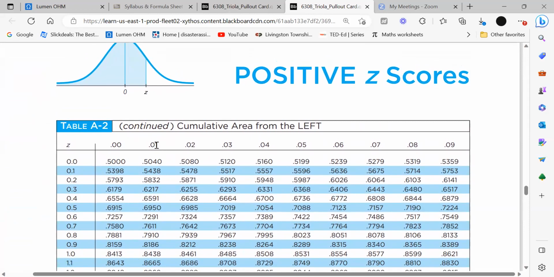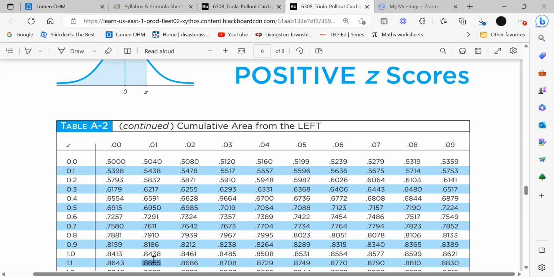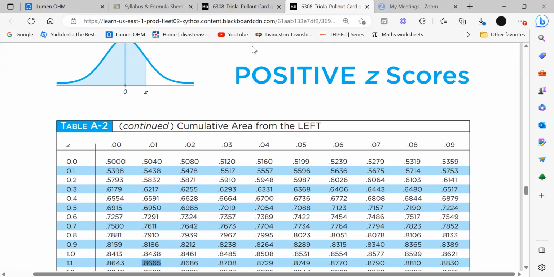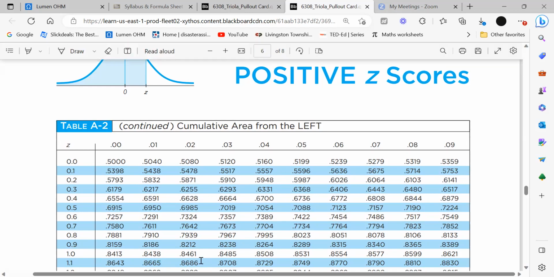Because the second decimal is 1. The first decimal is 1, and then the second decimal, 1, they intercept, and that intercept gives us the probability. So we look at what the second decimal is on top. Exactly. If it was 1.2, we would be looking at 0.02, so it'd be 0.8686. Yes, that makes sense.